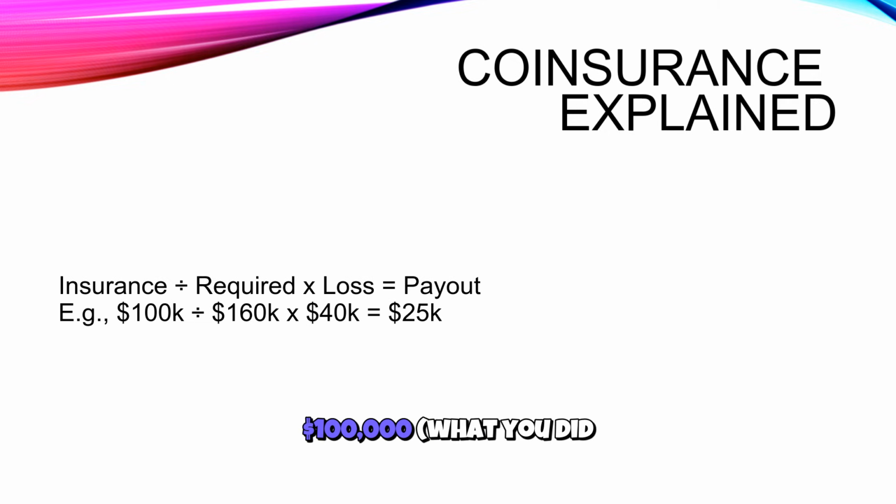You insure it for $100,000, what you did insure. You have a partial loss of $40,000. The formula is insurance carried over insurance required, times loss. Payout: $100,000 over $160,000, times $40,000, or $25,000. You're out $15,000 because you were underinsured.